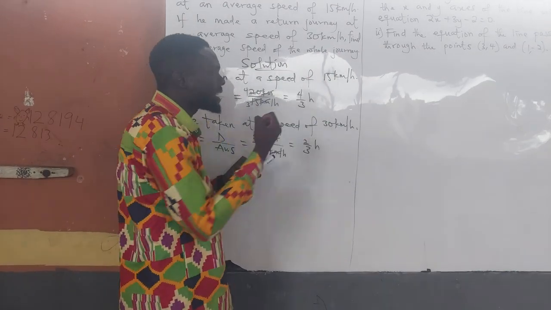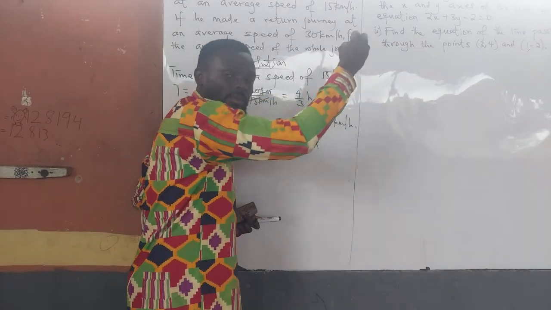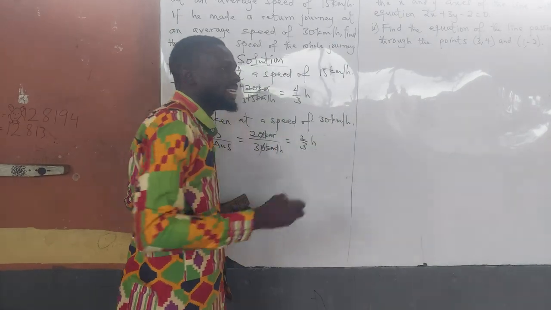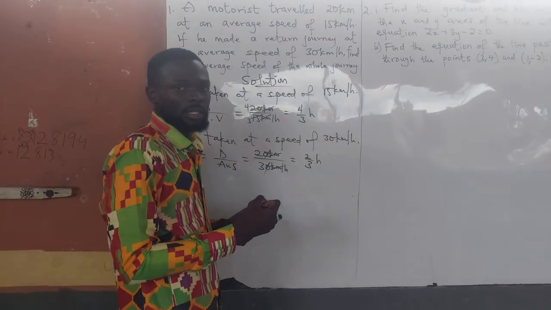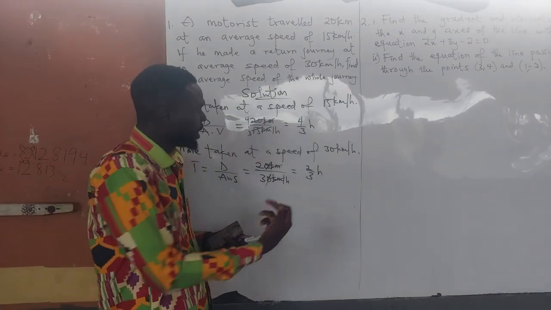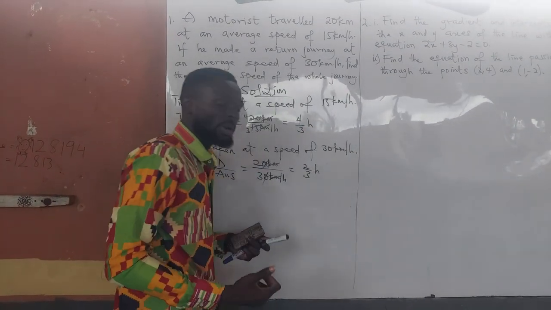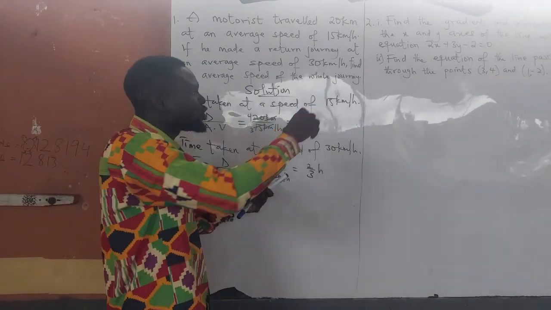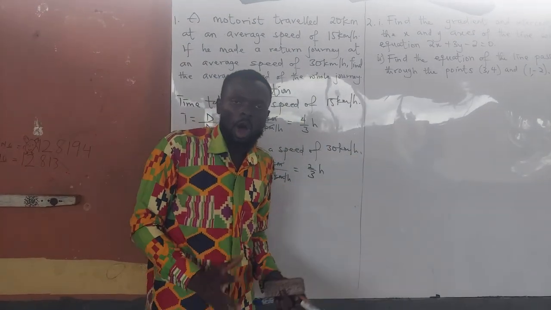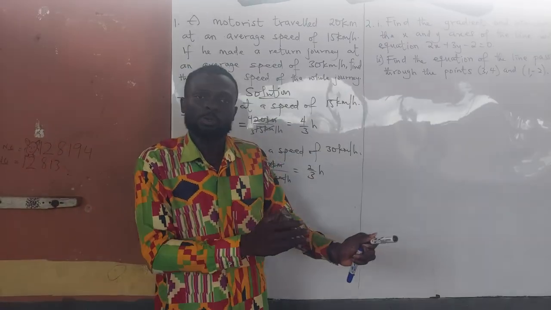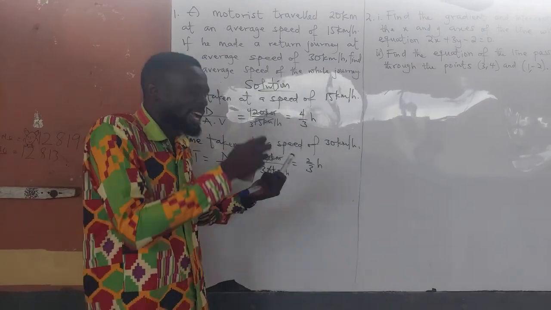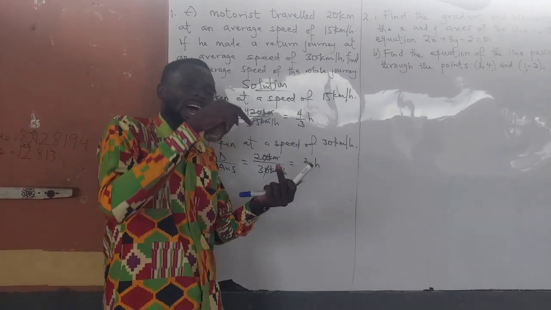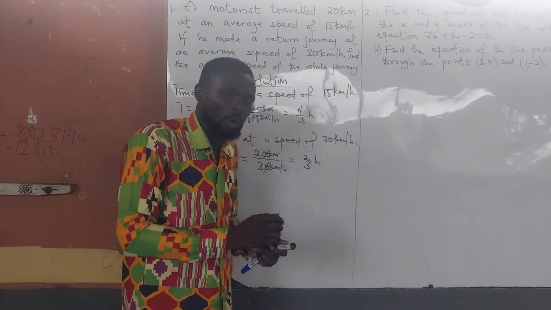Now that you know the time he took when traveling: when he was going, he spent 4/3 hours, and when he returned, he used 2/3 hours. So we want the average speed for the whole journey. Already we know that average speed is distance over time. So if I know the total time, I can calculate the average speed for the whole journey. So what do we do?